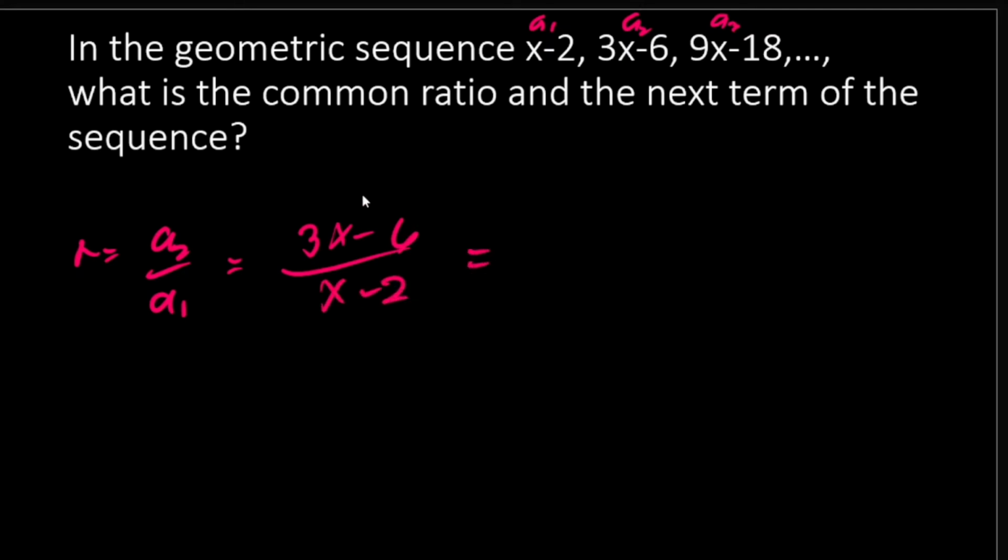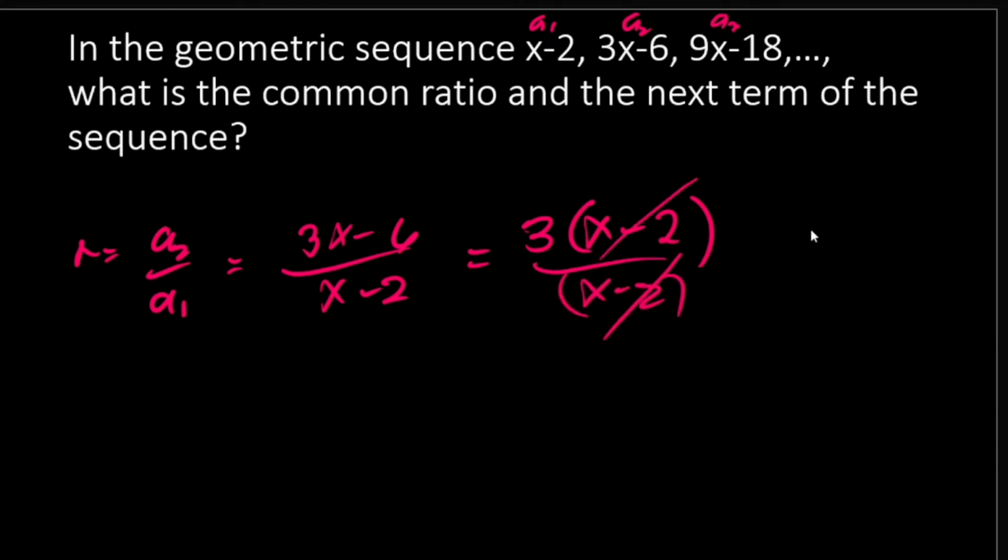We can factor out the common factor, which is 3, and this will be x minus 2. At the bottom, we have x minus 2. As you can see, there's a common factor. I can cancel out x minus 2. And the constant ratio is 3. So I know now the constant ratio.